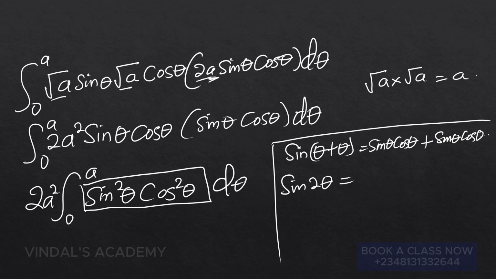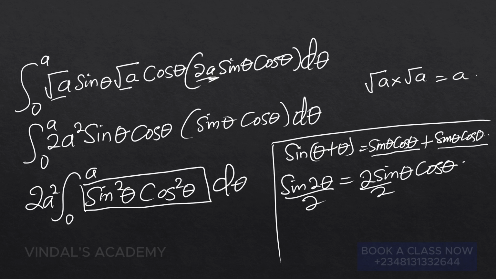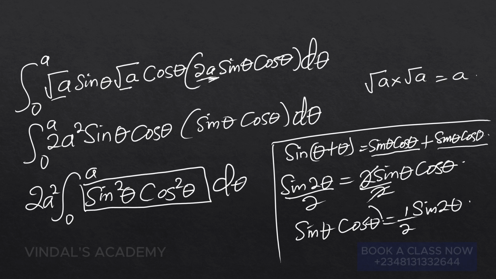Okay, this is what it should be. Sine 2 theta is going to be 2 sine theta cos theta. I was wondering because the thing wasn't entering. All right, so I'm going to divide both sides by 2. So I've said that sine theta cos theta is equal to 1 all over 2 sine 2 theta.